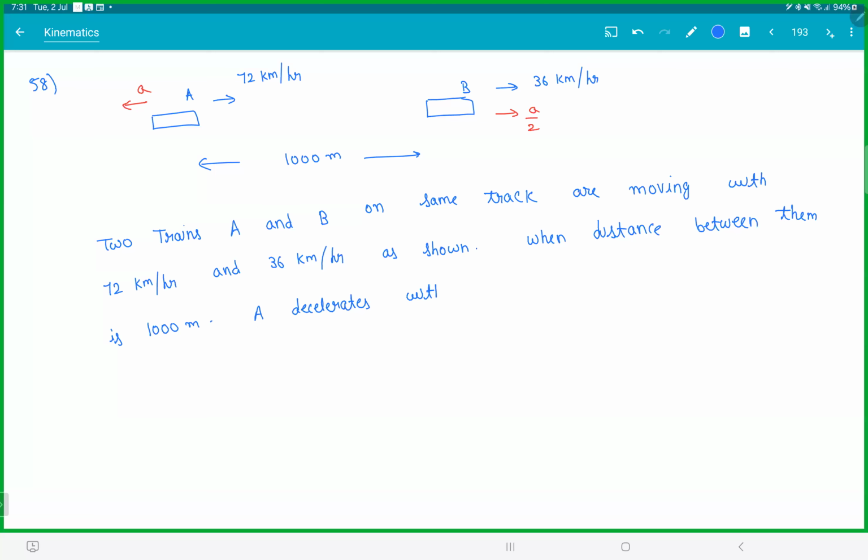Generally, trains don't collide. We have an anti-collision system. So when the distance becomes a certain minimum value, both the trains' power supply gets cut off. So A decelerates with A and B accelerates with A by 2.